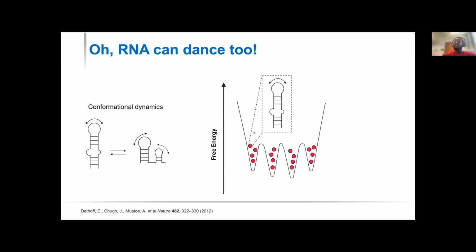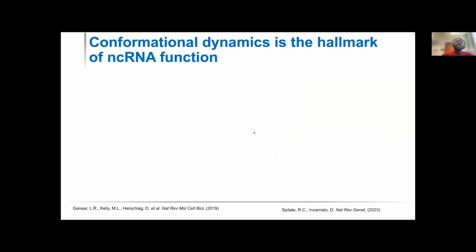In most cases, the lowest free energy structure is the most biologically relevant conformation, but you can also have other conformations at a somewhat higher free energy that could be relevant. So in some cases, you can have RNAs that are undergoing conformational dynamics, or dancing, between these two conformations.